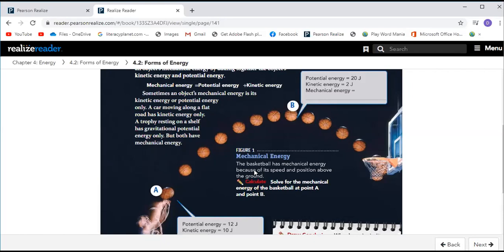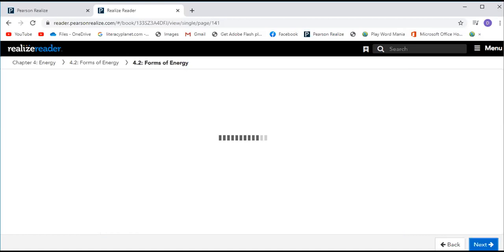Hazar, how can we calculate the gravitational potential energy? Weight multiplied by height. Excellent. Weight multiplied by height. So if the height increases, the potential energy will increase. Excellent. Good girls.